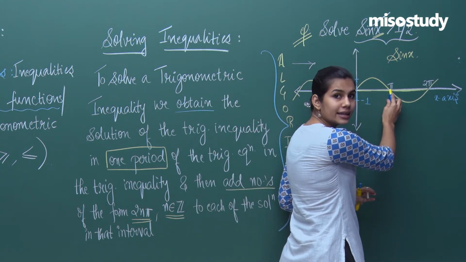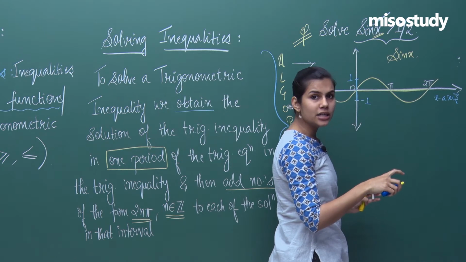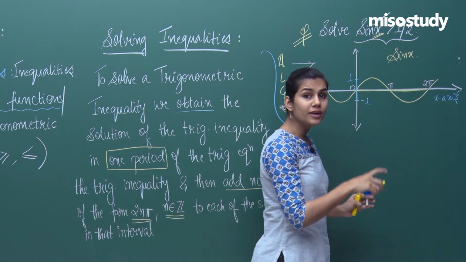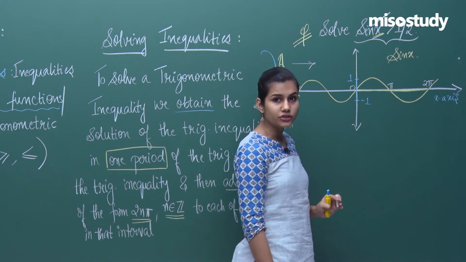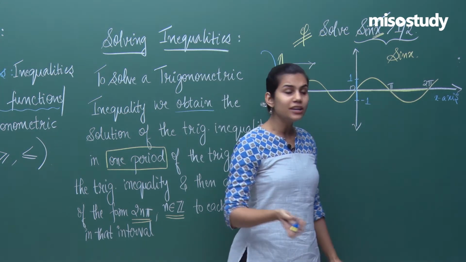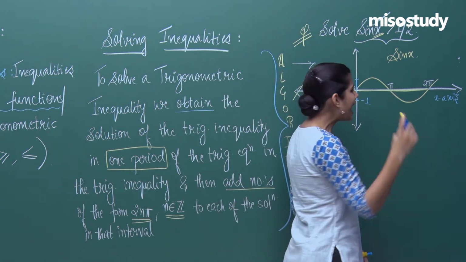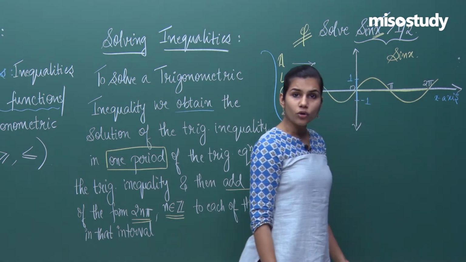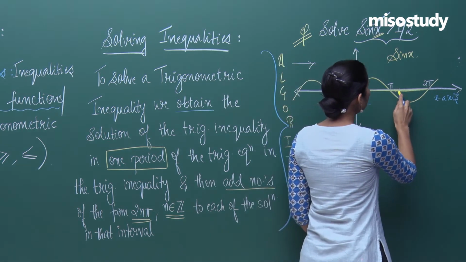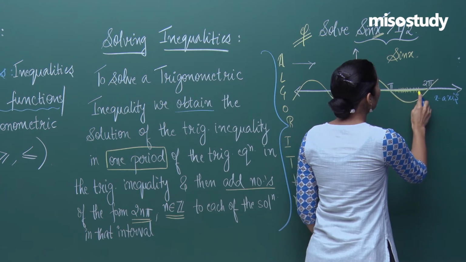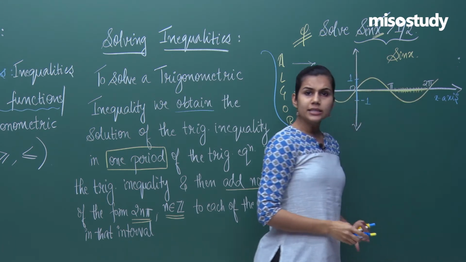At pi, the angle pi lying in the interval 0 to 2 pi, which is the interval of length equal to the period of the trigonometric function sine, the sine ratio is 0. At 2 pi the sine ratio is 0. At all the members between pi and 2 pi, what is the sine ratio?